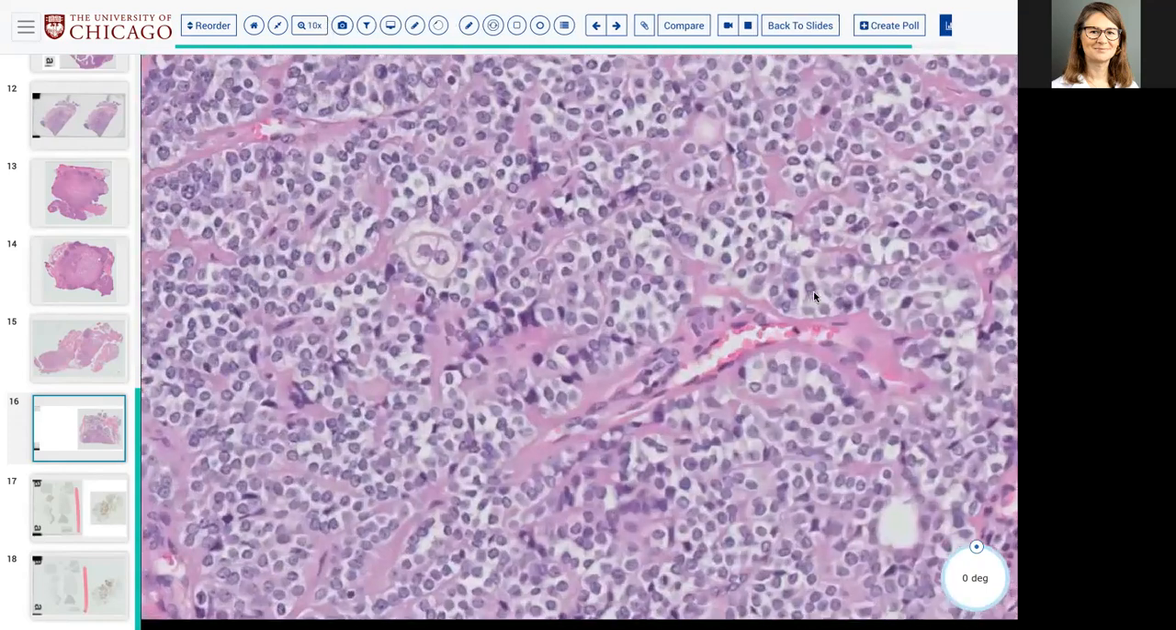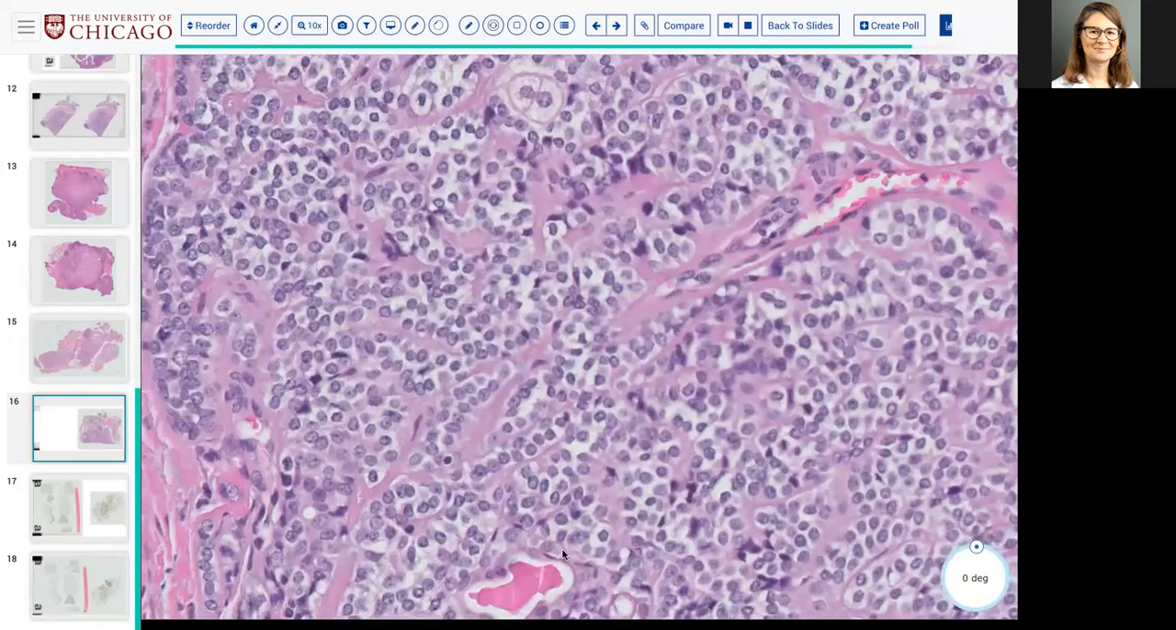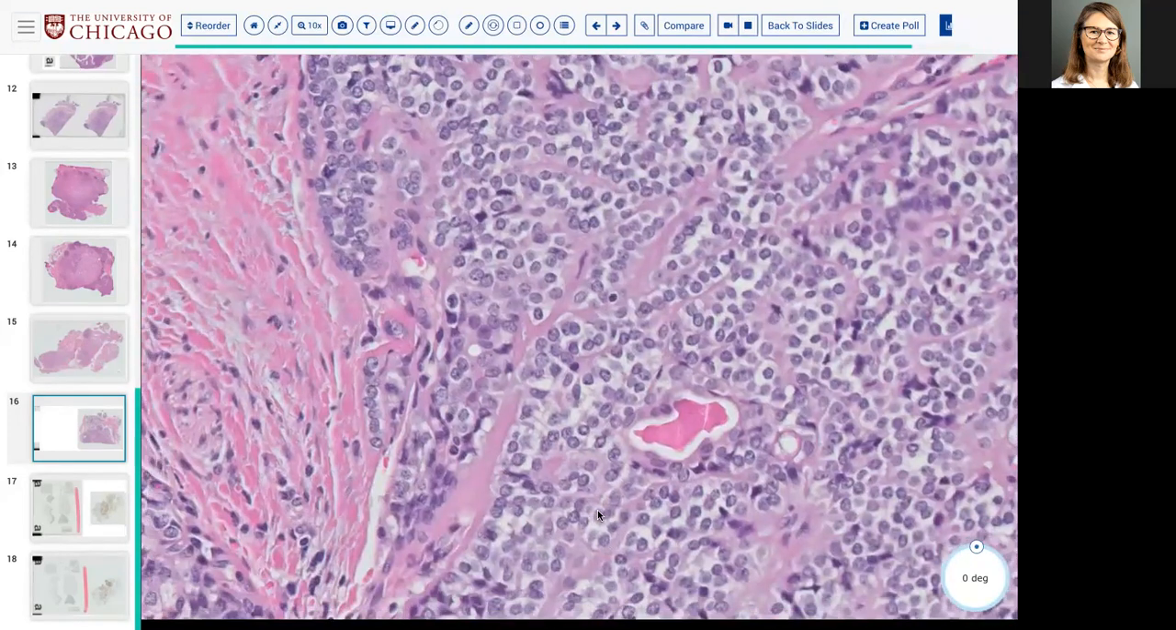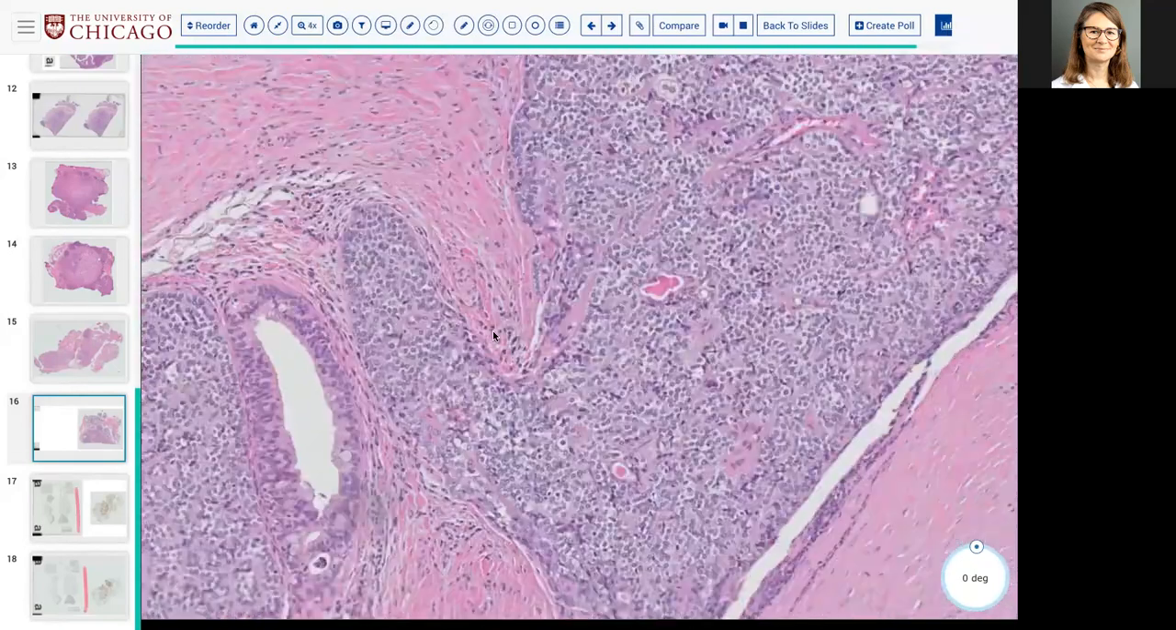Similar features are these small cells with very, very clear cytoplasm. So again, whenever you see clear cytoplasm in a salivary type tumor, you want to consider, could they be myoepithelial cells?